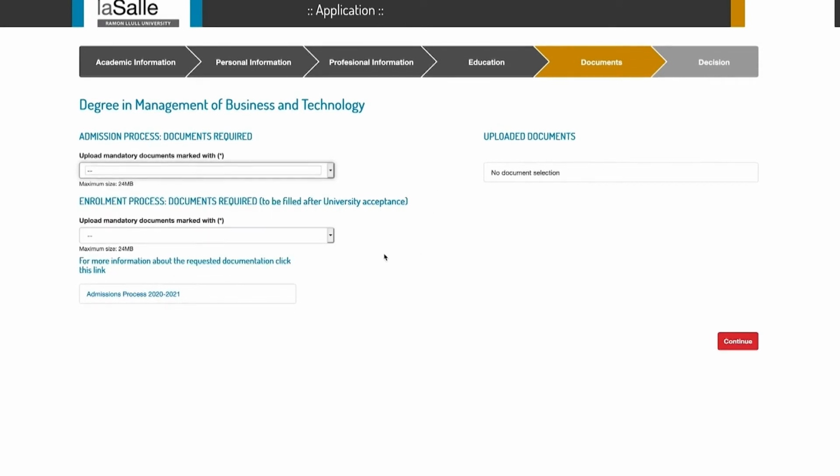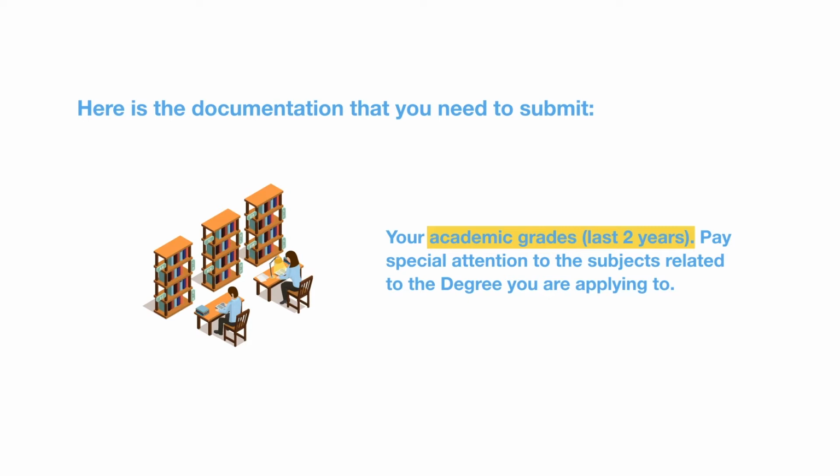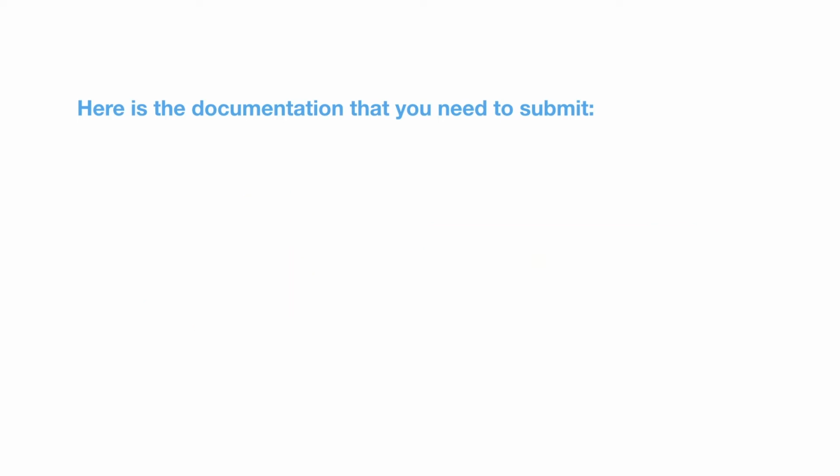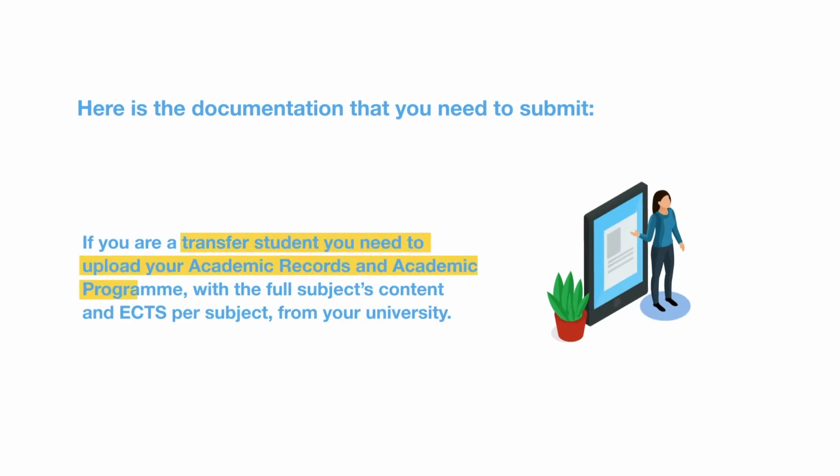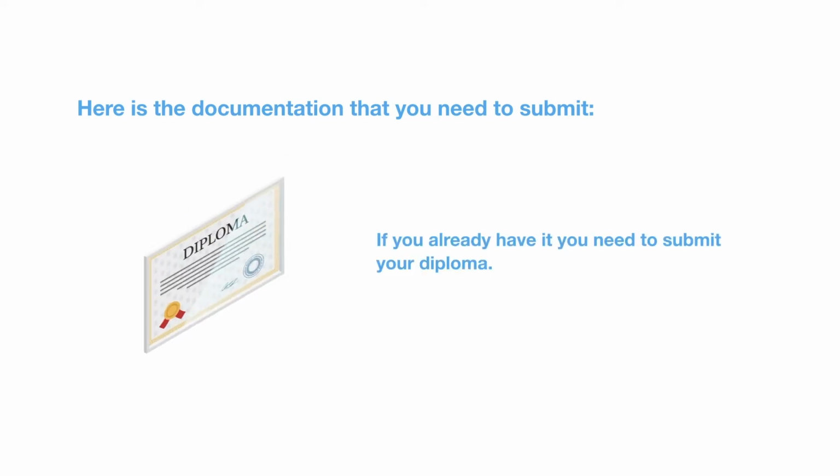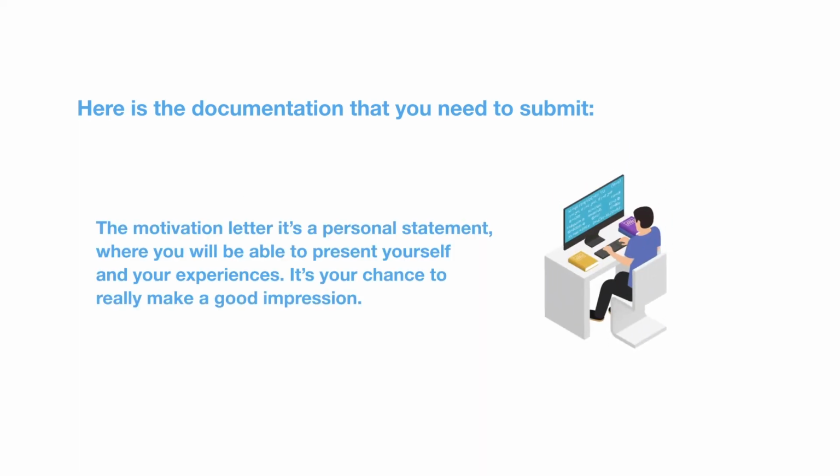Here, you need to submit your academic grades of the last 2 years. Pay special attention to the subjects related to the degree you are applying to. If you're a transfer student, you need to upload your academic records and academic program, with the full subject's content and the ECTS per subject. If you already have it, you need to submit your diploma. Upload a motivation letter. It's a personal statement where you will be able to present yourself and your experiences. It's your chance to really make a good impression. So try to let us know all the relevant information that describes you and what sets you apart.